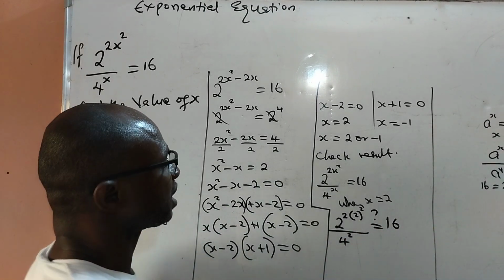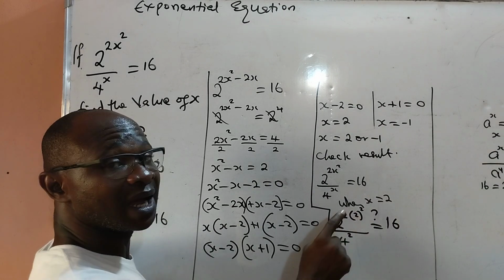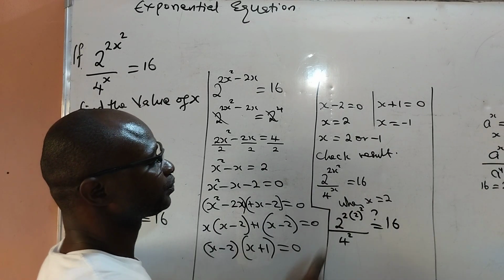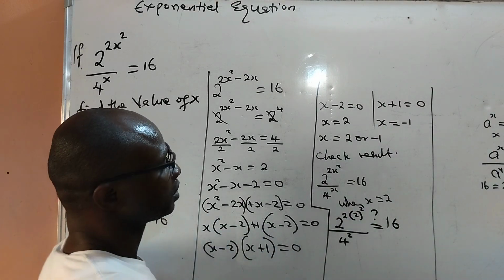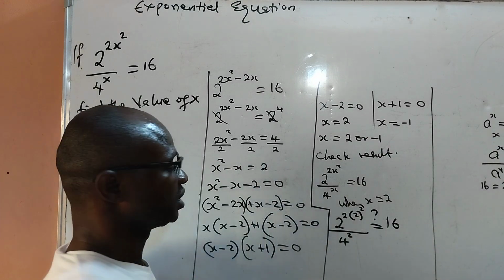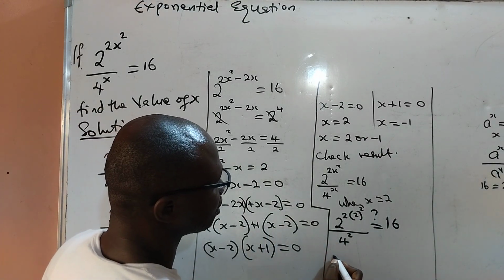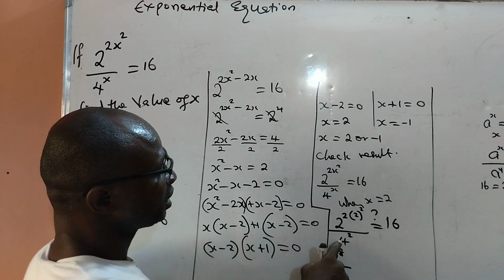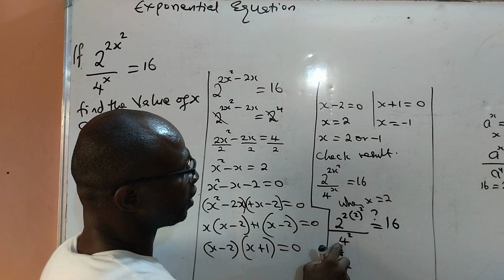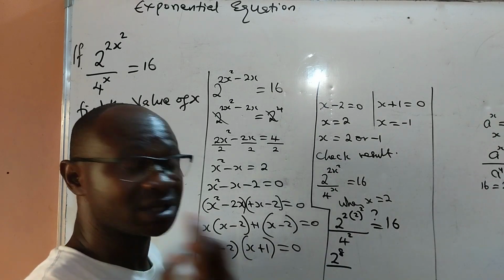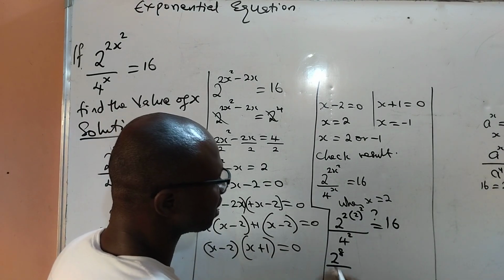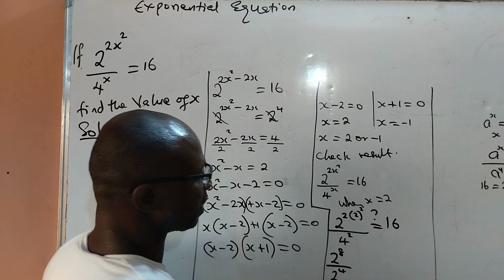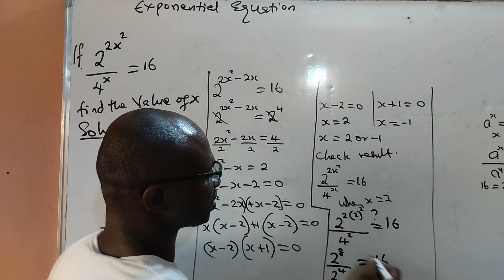the right hand side. Now, from the power side, 2 raised to power 2 will give me 4, and 2 times 4 is 8. So that will now give me 2 raised to power 8 all over 4 raised to power 2, which is the same thing as 2 raised to power 2 times 2, which is 2 raised to power 4. Is this equal to 16?